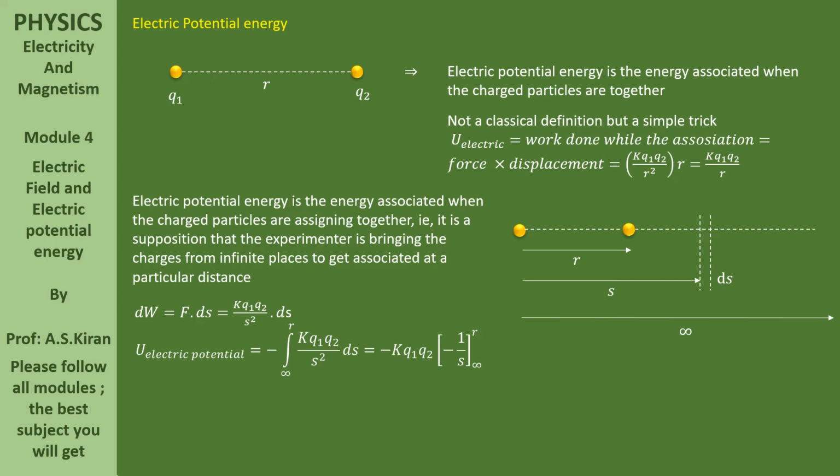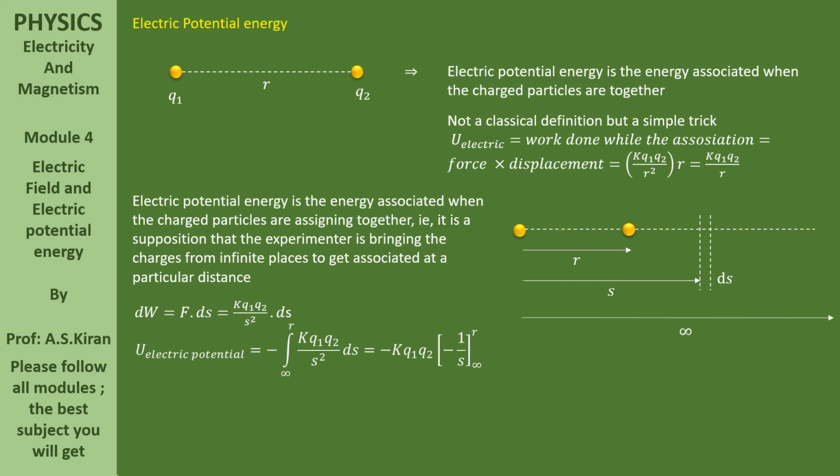That is rightward, on the second particle. But the second particle is moving from infinite places to that point, so the movement is to the left. So force and displacement are both in opposite directions. Here we are taking a minus sign: minus integral of kq1q2 by s square into ds.